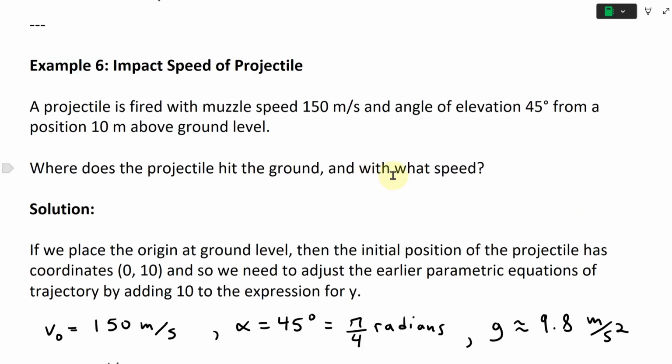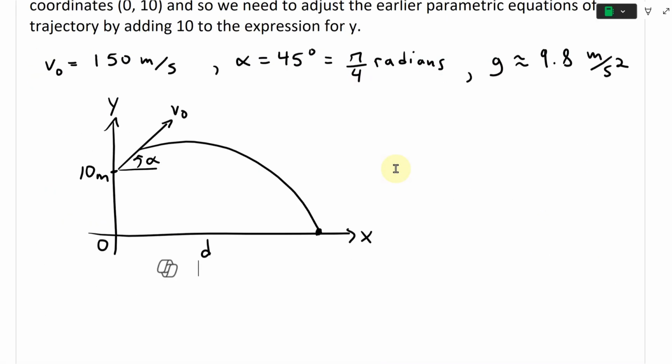Where does the projectile hit the ground, and with what speed? So what's the speed that it hits the ground with? And then we can go v final there.